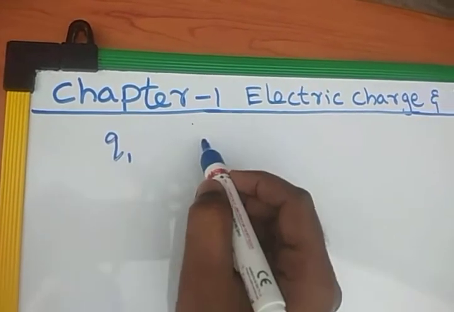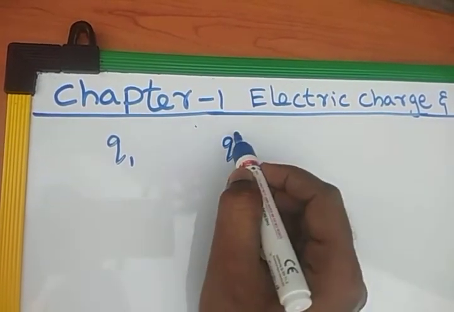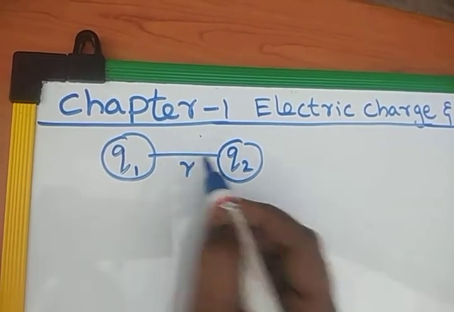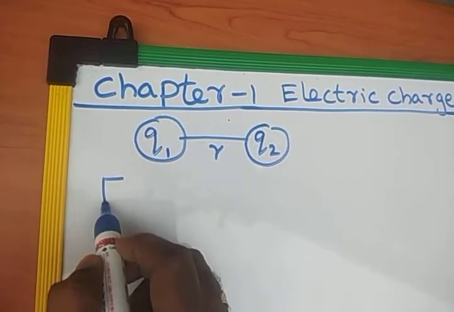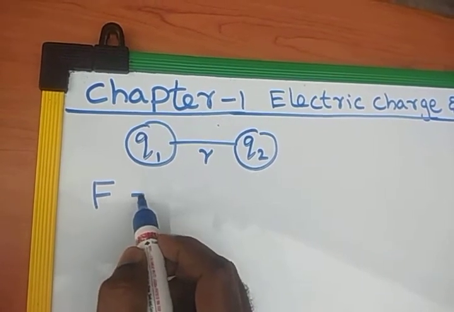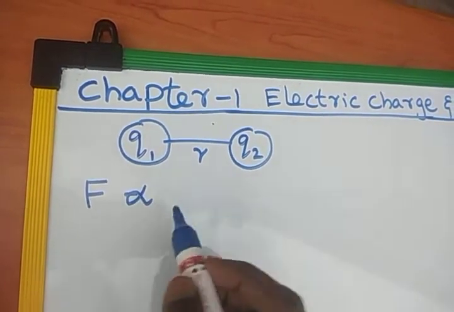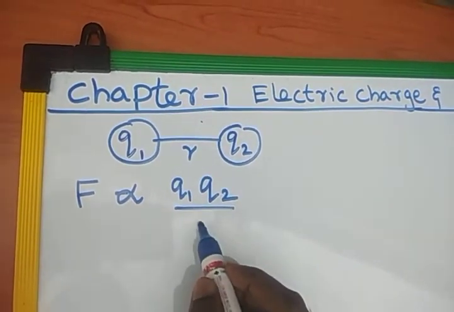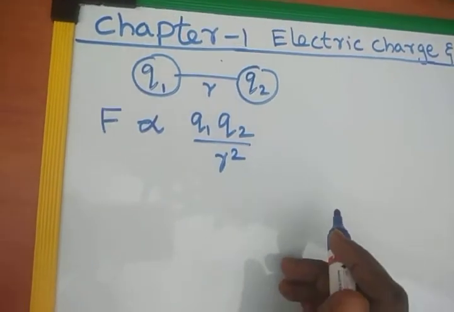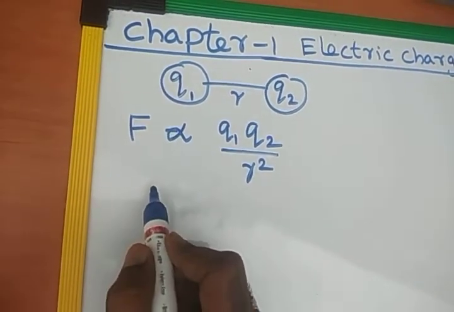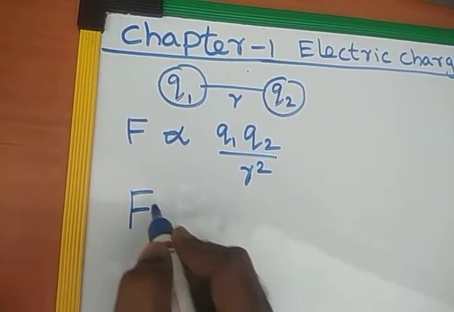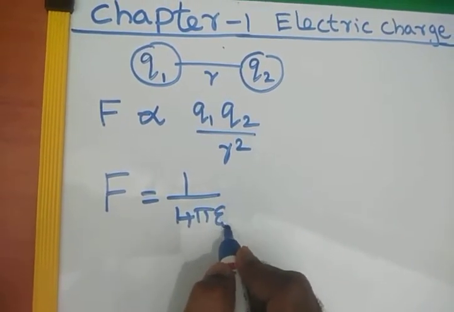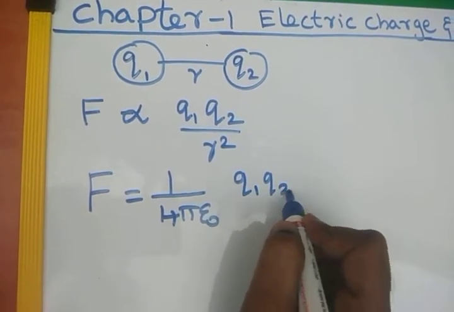Whenever two charges Q1 and Q2 are separated by a certain distance R, Coulomb states that the electrostatic force of attraction between Q1 and Q2 is directly proportional to the product of the two charges and inversely proportional to the square of the distance between them. To remove the proportionality, we put in a constant, that constant is K. So F equals 1 by 4 pi epsilon naught, Q1 Q2 by R square.